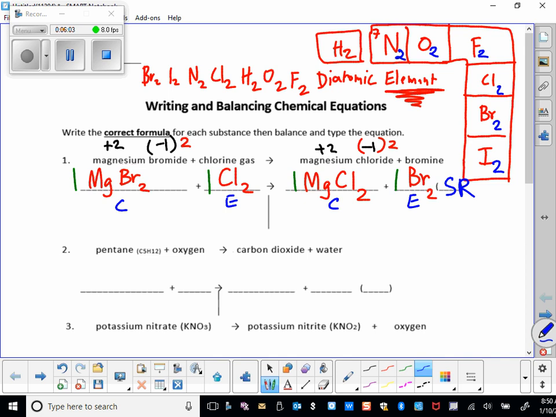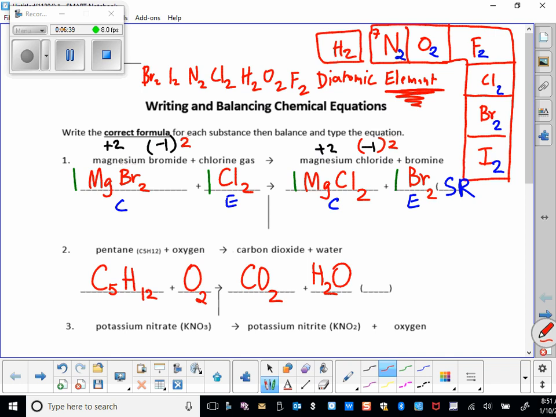Okay. So the next one, it says it's pentane and the formula is also given. All right. C5H12. The subscripts are not that clear. It's reacting with oxygen. How do I write oxygen? O2. I think you should know the formula for carbon dioxide. CO2. Water is H2O.